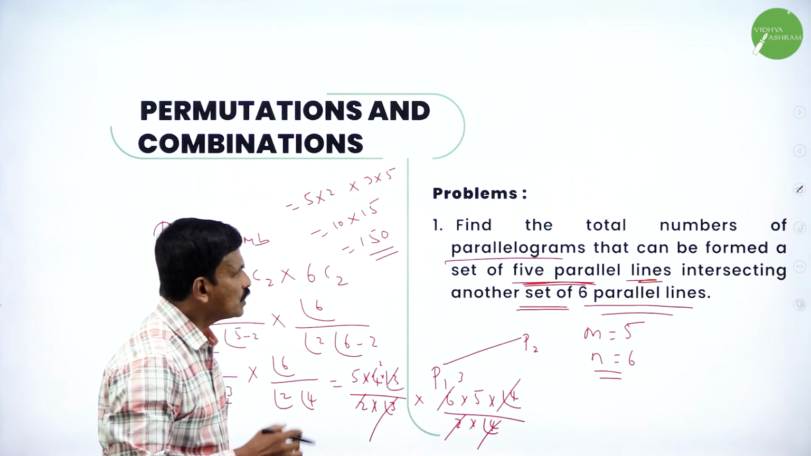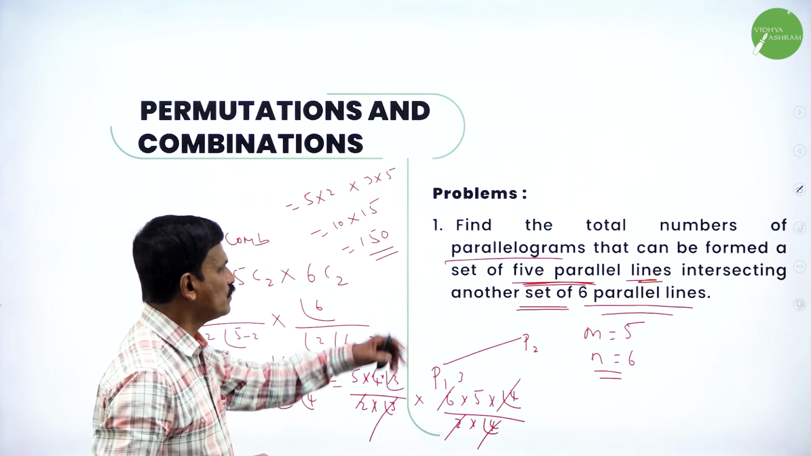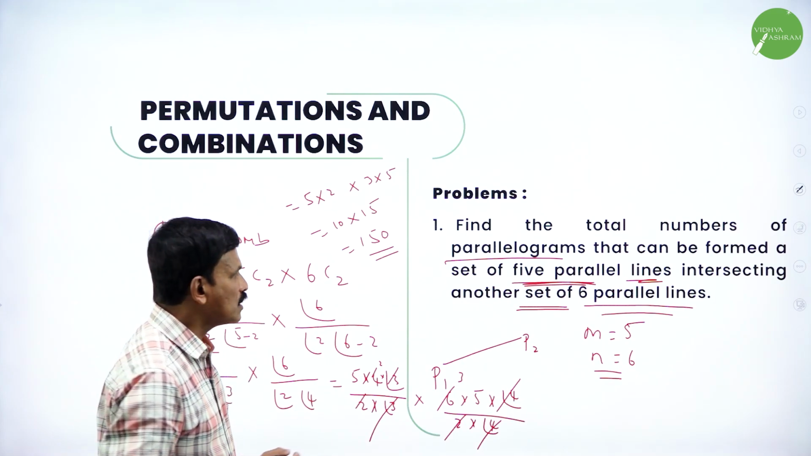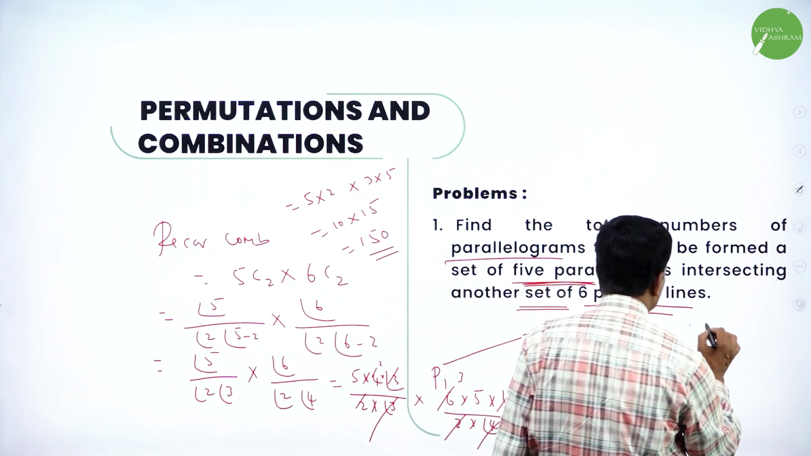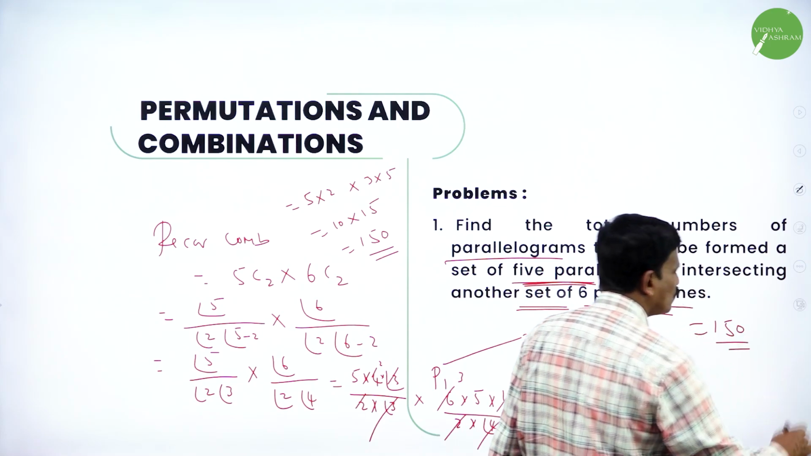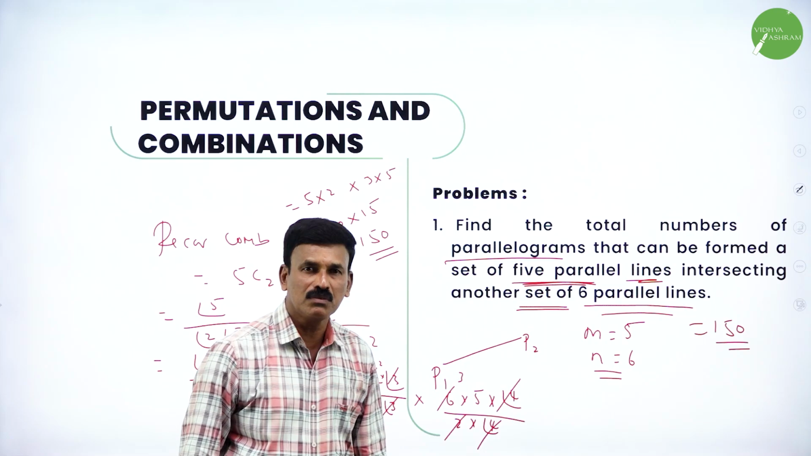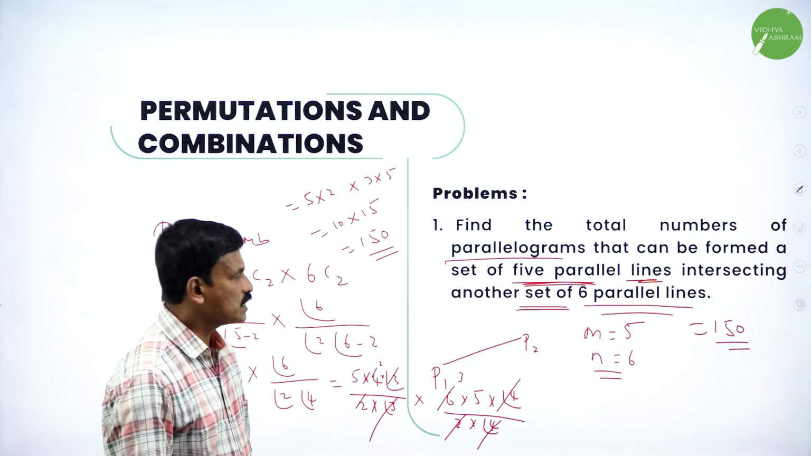So therefore the total number of parallelograms that can be formed with a set of 5 parallel lines intersecting another 6 parallel lines is totally 150. So we are going to write 150 parallelograms. That's it. Very simple problem for 3 marks. Hope you followed. Now move on to the next problem.